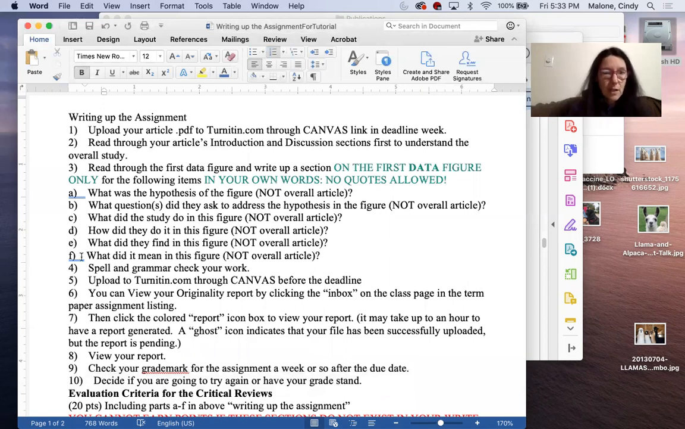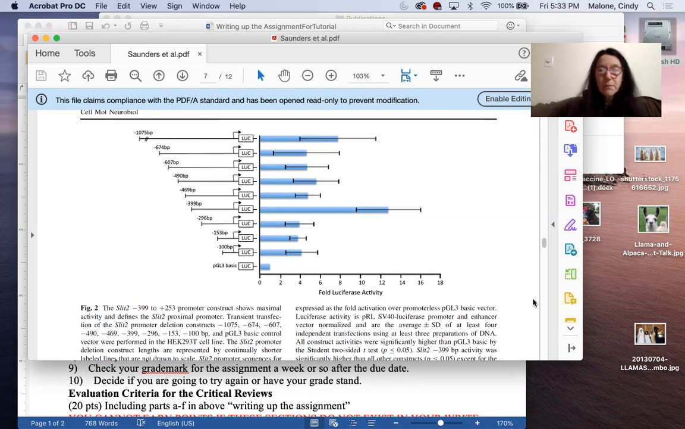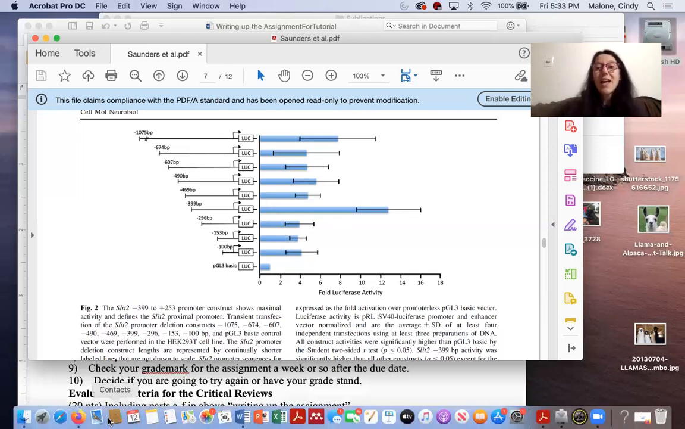Okay, that's what did they find? And then what does it mean? It means that they found a region that drives transcription, that is a promoter. So it's similar to the results, but it's the conclusion, right? What does it mean? It means this piece is the best promoter of all these pieces. And that's what we want to study.